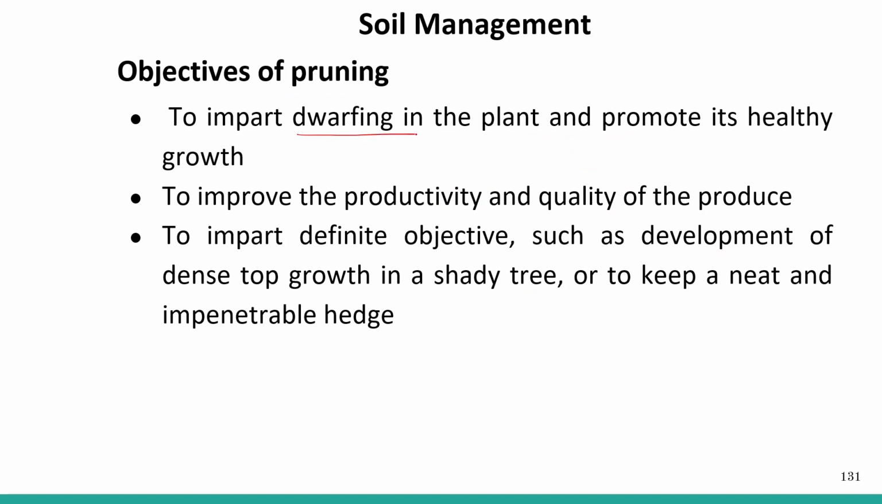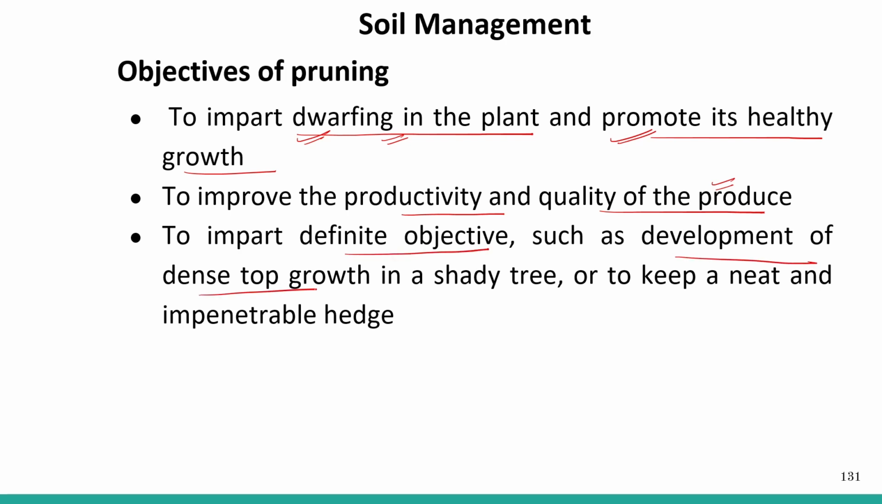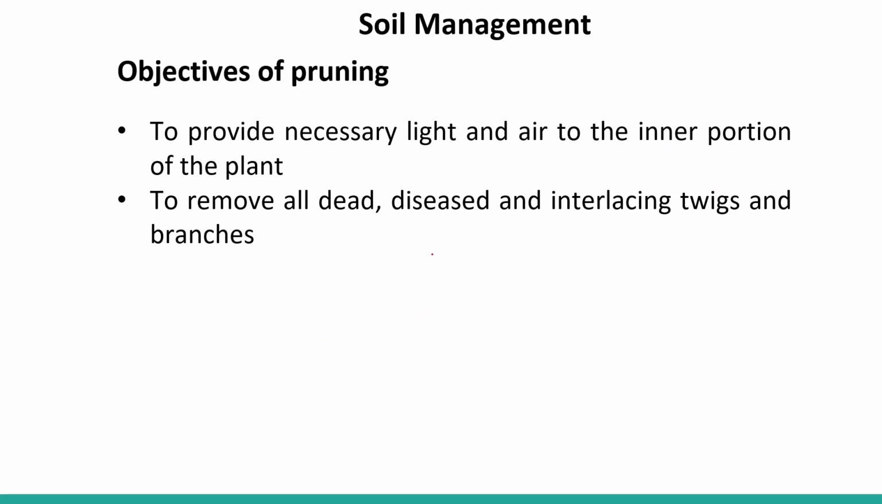To impart dwarfing in the plant and promote its healthy growth. So if we want a plant in a dwarf way, a short plant, then also we can go for pruning, and it also promotes healthy growth. To improve the productivity and the quality of the produce, pruning is also done. To impart definite objectives such as development of dense top growth in the shady tree or to keep a neat and impenetrable hedge. So for these reasons also pruning is opted.